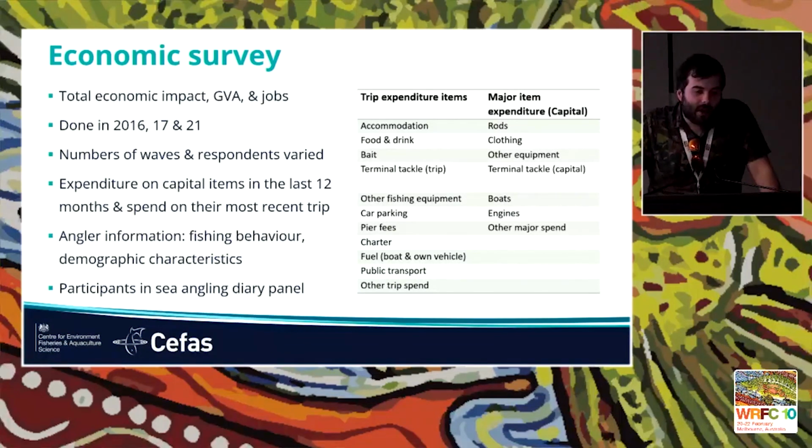Within the survey, we asked them to provide expenditure on all their capital items within the last 12 months and what their spend was on the most recent trip. And you can see some of the categories that we get them to fill out in this table on the right here. We also get quite a lot of information on our anglers, such as their fishing behaviour and what their demographic characteristics are.